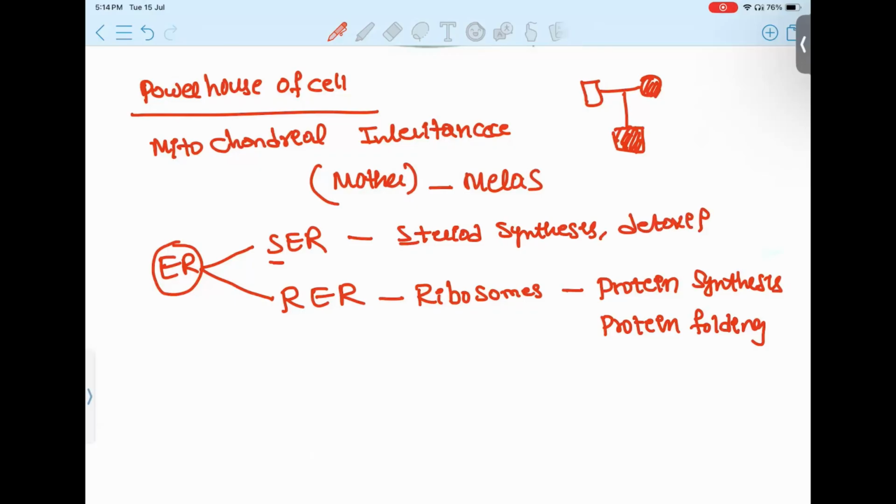So the detoxification is also done by the smooth endoplasmic reticulum. And some of the smooth endoplasmic reticulum will also have its role in lipid synthesis. So this is what is happening in the endoplasmic reticulum.